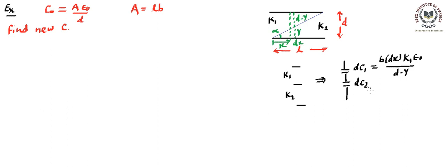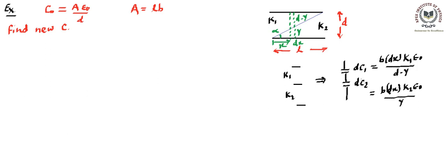Making sense? Similarly, we can write dC2 as well. This dC2 is going to be the area, which is again b dx. They will have the same area. dx is the differential length, into K2 into epsilon naught, divided by the gap between the plates. The gap between the second plates is going to be y, that we have assumed it to be y. So this is differential capacitance 1, and this is differential capacitance 2.